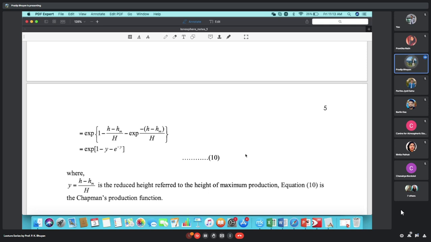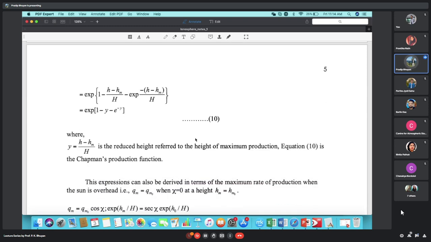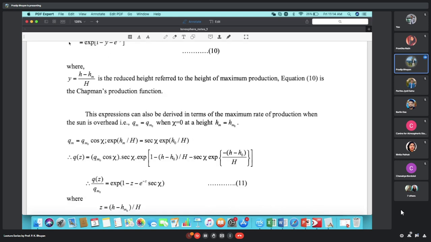So equation 10 is the Chapman production function. Q by Qm is equal to exponential 1 minus y minus exponential minus y. So this is Chapman's production function, which involves the height of maximum. We are considering it with respect to a reference height. The reference height is Hm, and H minus Hm divided by H. This H, as I have said, is the scale height. We are considering this to be constant within the thermosphere. So expression 10 can be written as Q by Qm is equal to exponential 1 minus y minus exponential minus y, or we can have, instead of y, a z.